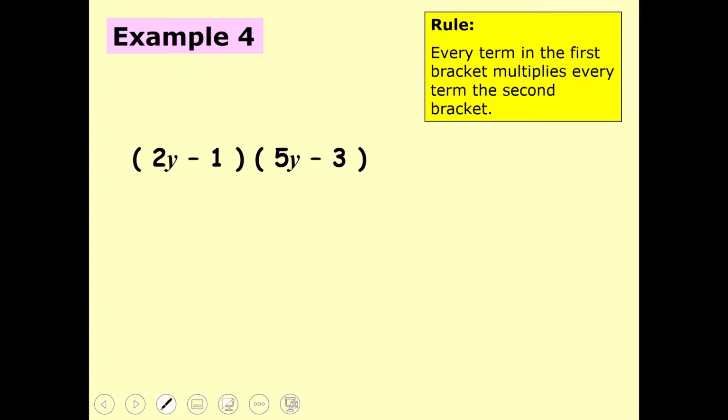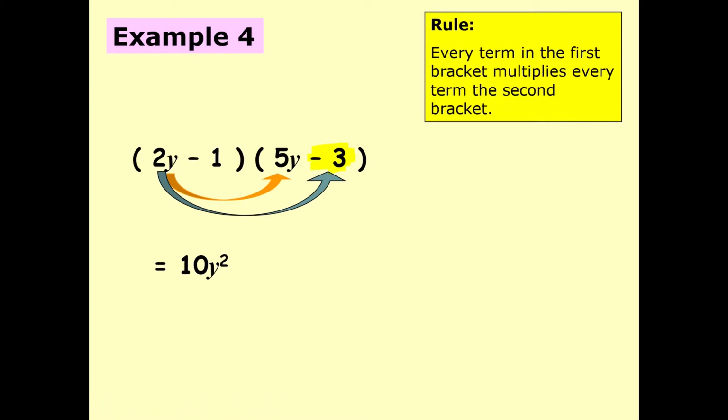And this time, as you can see, we've got negatives, okay? We've also got a number in front of our y, okay? But we're still going to apply the same steps. So let's see. 2y times 5y gives us 10y squared. So 2 times 5 is 10, then y times y is y squared. 2y times negative 3. So remember that sign in front of the 3 stuck together.